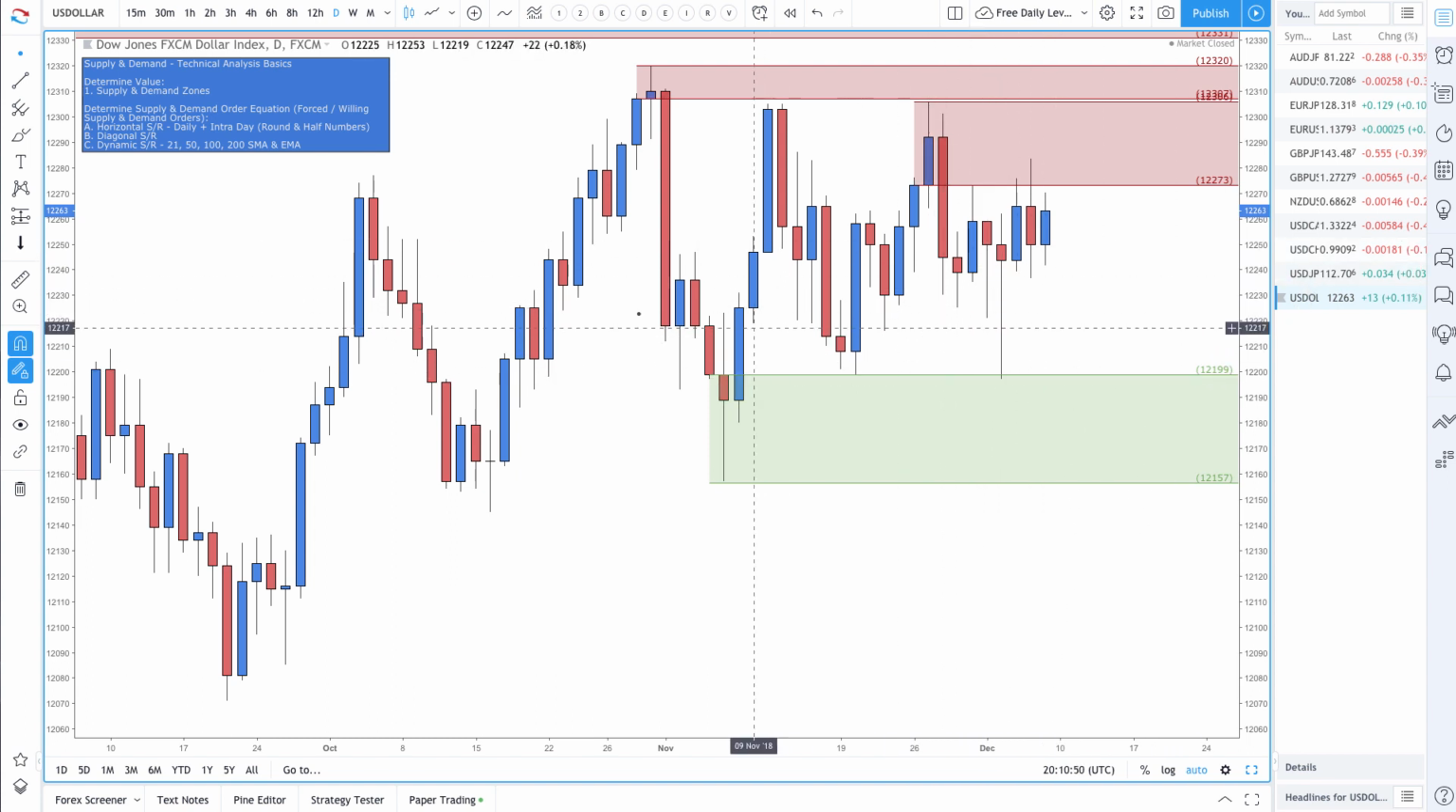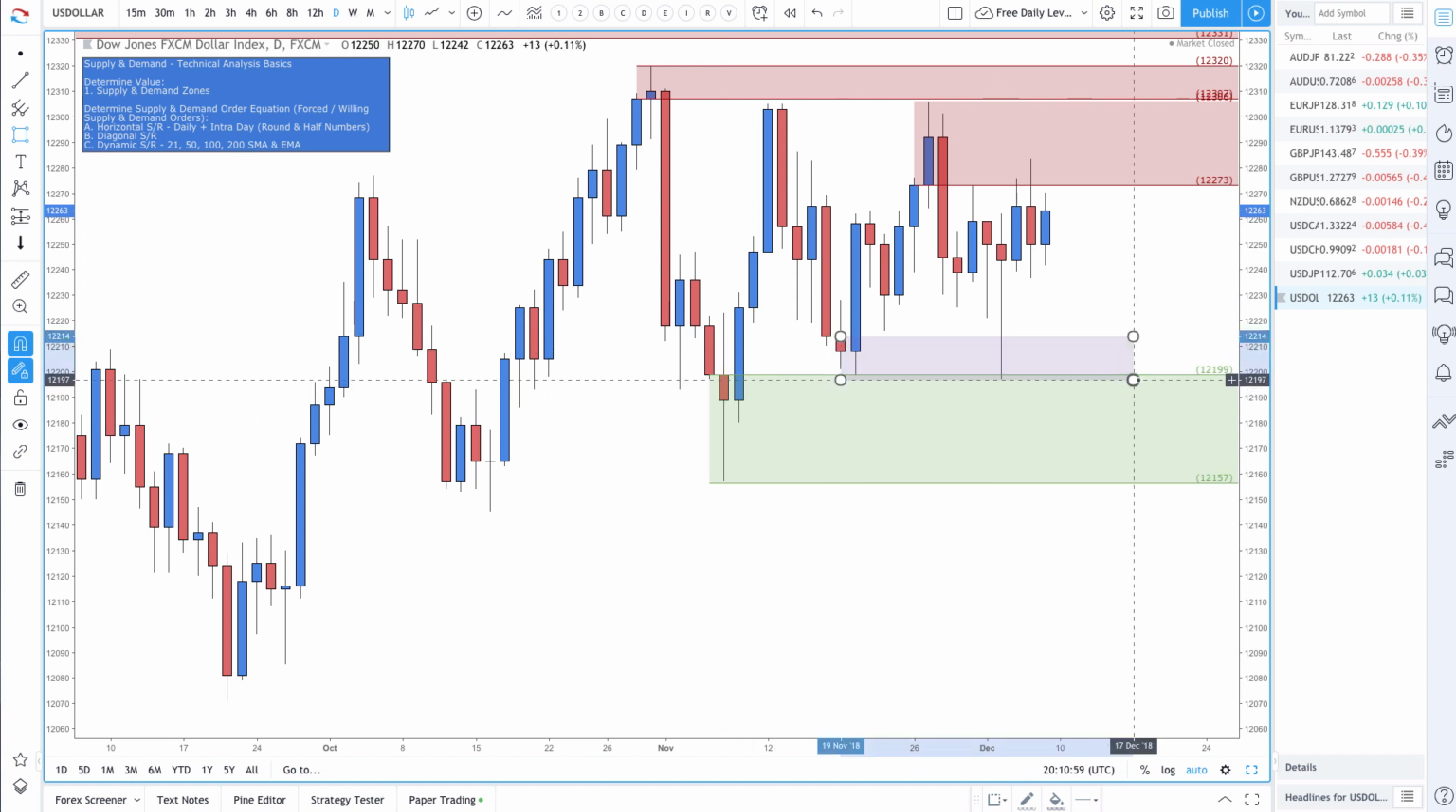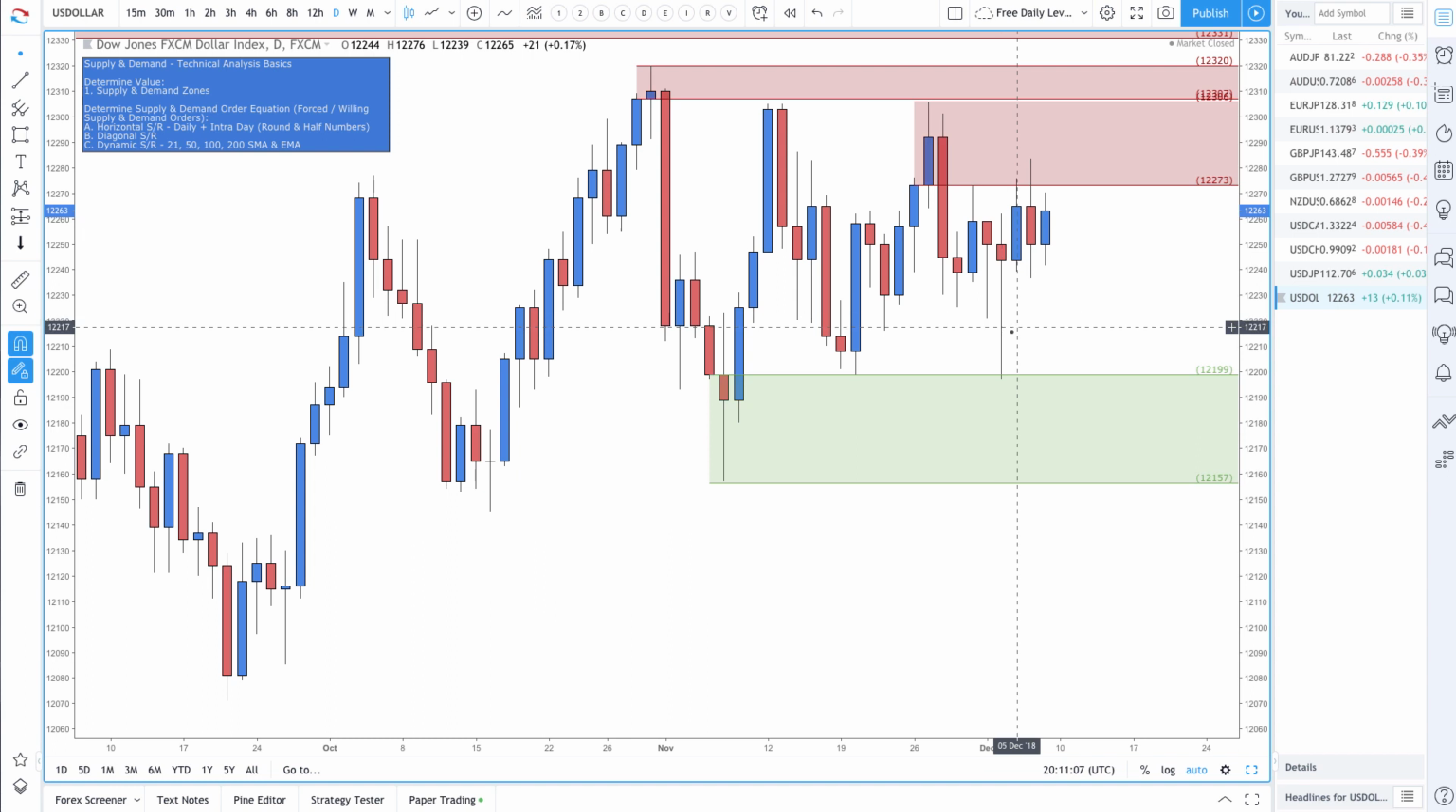Now, last week there was a demand zone right here, right? There was one right here which we came down into and touched the bottom end of this demand zone, and then we obviously moved a bit higher. So there was some definite dollar strength in last week's moves.